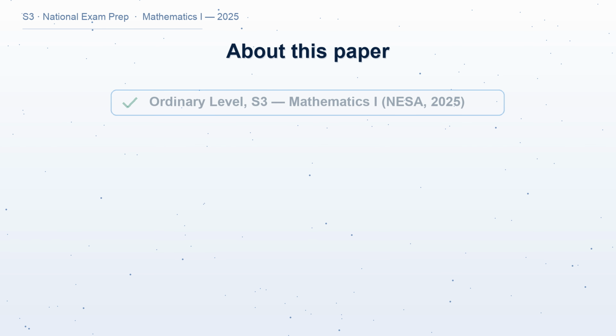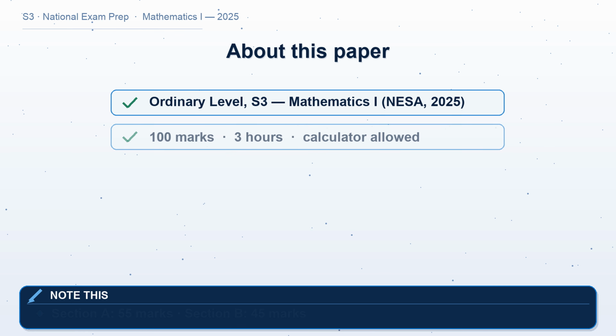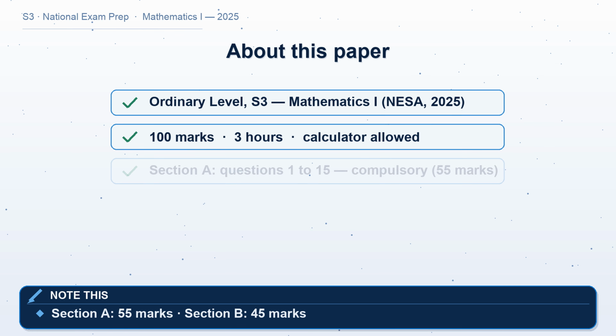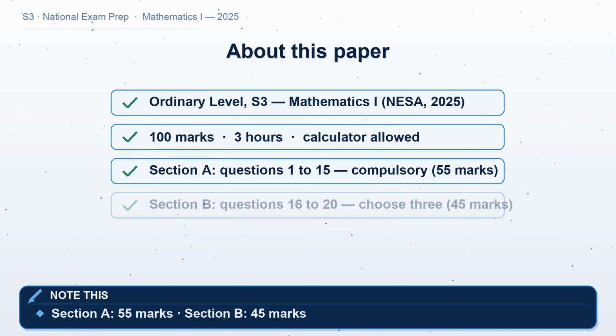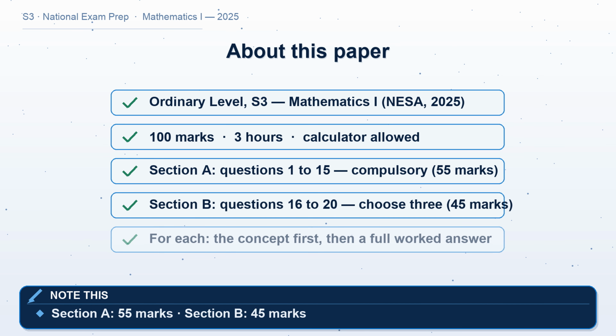First, how the paper is built. It carries 100 marks over 3 hours, and a calculator is allowed. Section A is questions 1 to 15, and every one is compulsory, worth 55 marks in total. Section B is questions 16 to 20, and you choose any 3, worth 45 marks. We'll cover all of them so you can learn the method for each. Remember, marks are given for clear working, not just the final answer.